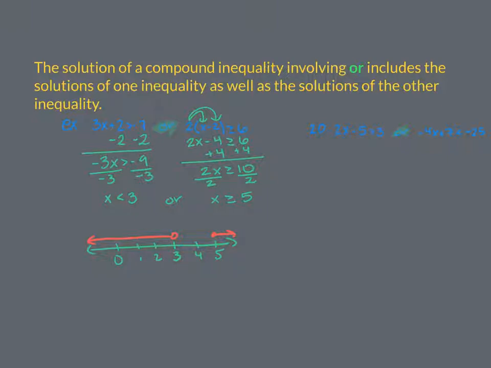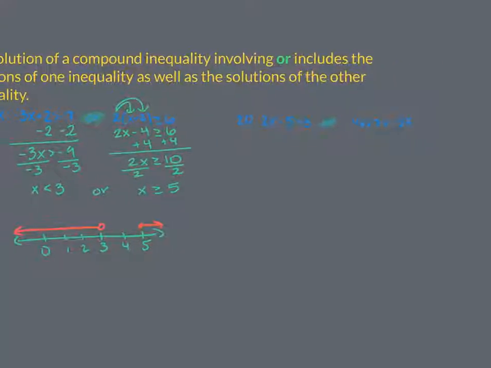If we look at the next example, this is number 20 from your homework. It says 2x - 5 > 3, or -4x + 7 < -25. I'm going to start with the one on the left again. I'm going to add 5 to both sides. I end up with 2x > 8. Divide both sides by 2, so I get x > 4.